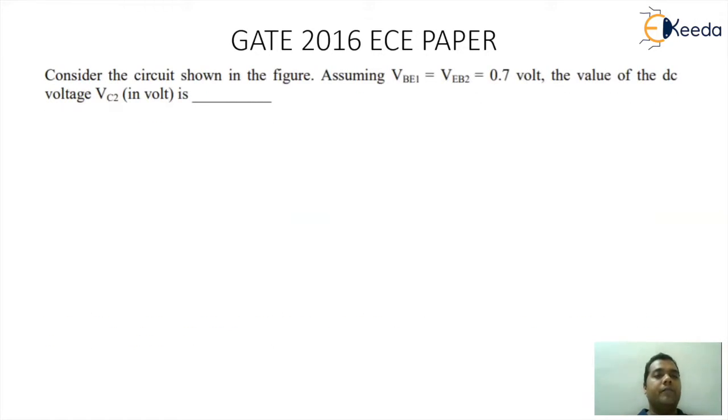So we are going for the GATE 2016 EC paper. Let's have a look at the question. The question says, consider the circuitry shown in the figure. Assume VBE1 equal to VEB2 equal to 0.7 volts. The value of the DC voltage VC2 in volts is.